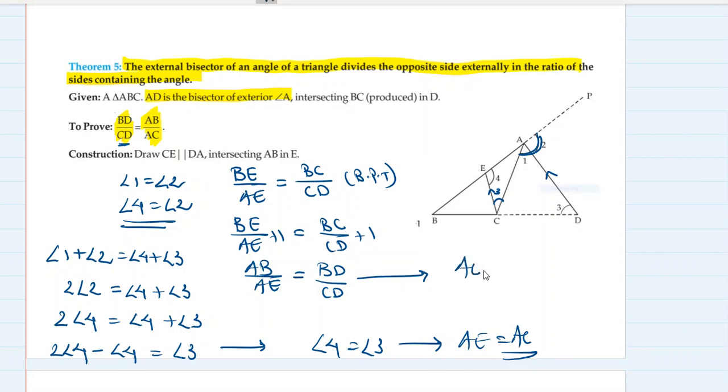तो ये पूरा जो थियरम हमने बीपीटी से बनाया था, इट कैन बी नाउ रिटन एज AB अपॉन AC इज इक्वल टू BD अपॉन CD। AB अपॉन AC इज इक्वल टू BD अपॉन CD, यही हमें प्रूव करना था, ठीक है। समझ में आया कैसे प्रूव किया है?